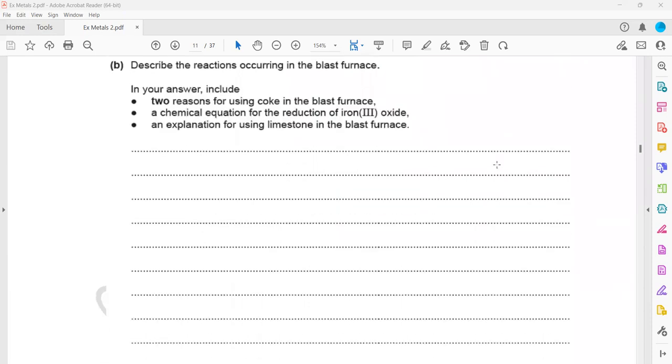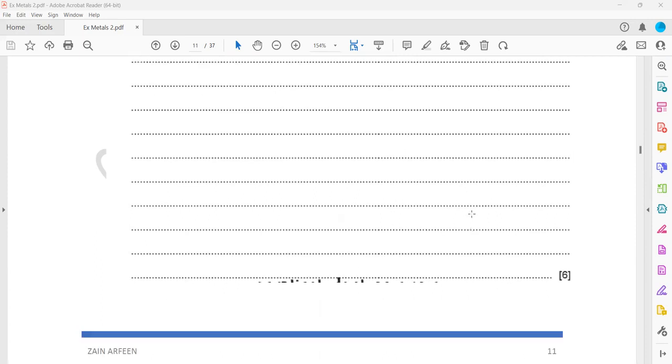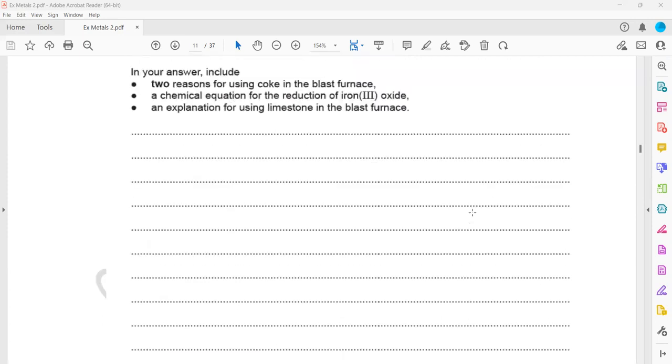Describe the reactions that occur in the blast furnace. Give two reasons why coke is added in the blast furnace. Then write the chemical equation for reduction of iron and explain the use of limestone. What is coke? Coke is carbon. So first, what happened?